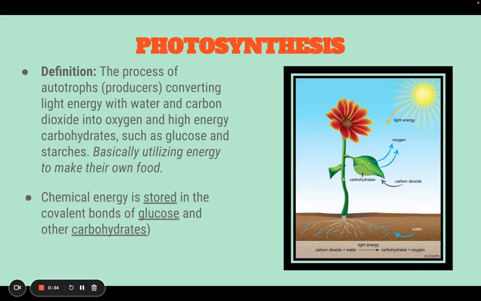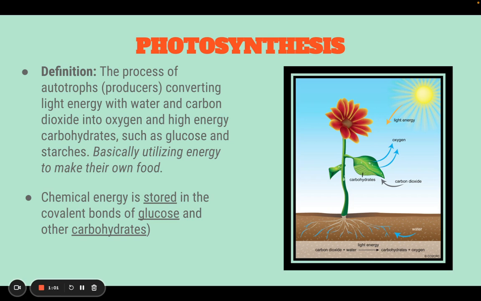So we're going to start with photosynthesis. This is the process of autotrophs, which are producers, mainly plants, converting light energy with water and carbon dioxide into oxygen and high-energy carbohydrates. And so this chemical energy is stored in the covalent bonds of glucose and other carbohydrates.